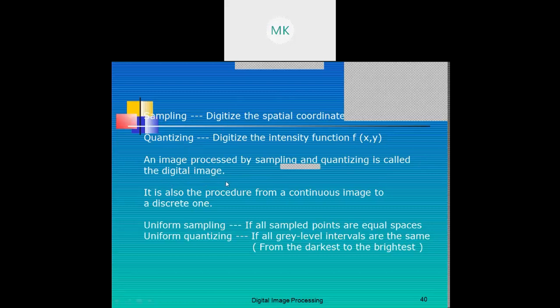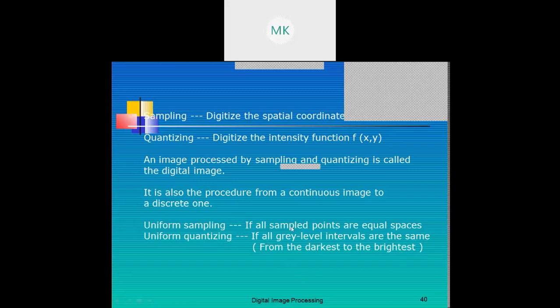If a digital image is processed by different processing techniques such as enhancement, compression, restoration and segmentation, then it is called digital image processing. It is also the procedure from a continuous image to a discrete one. Two types of techniques have been considered. First is uniform sampling, where all the sample points are placed in equal spaces. Second is uniform quantization, in which all the gray level intervals are the same from the darkest to the brightest.